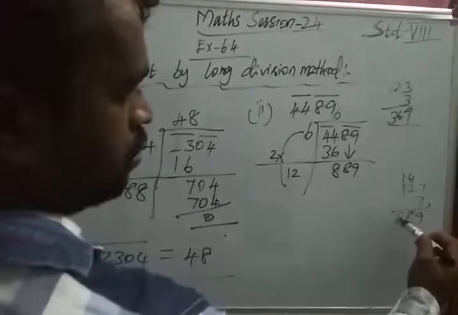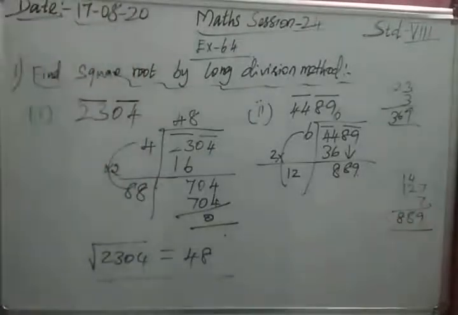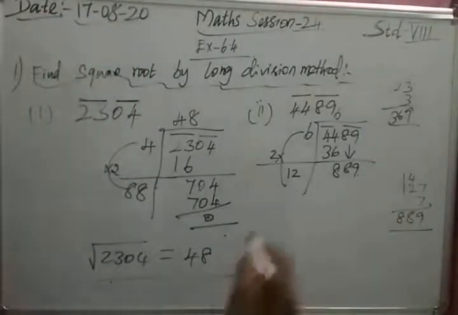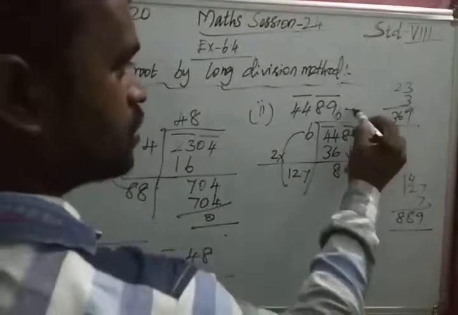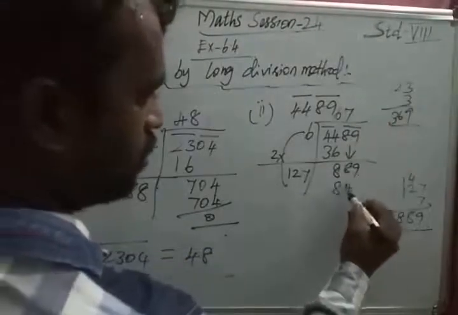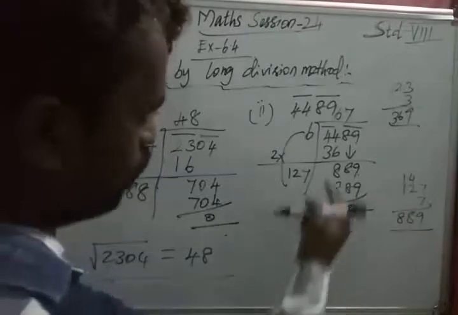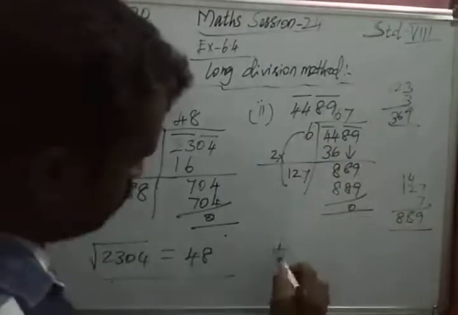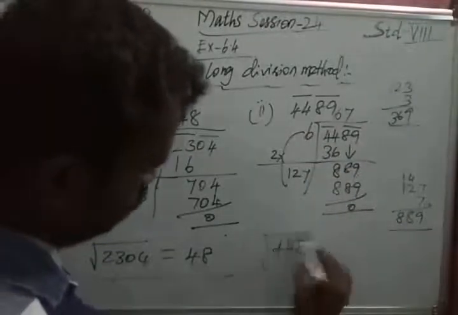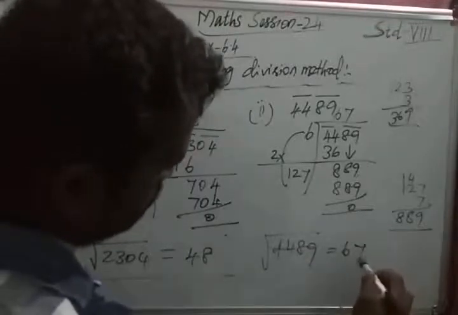So 127 into 7, which is equal to 889, which is coming 0. So we can give, what is the question over there? 4489, root value is equal to 67.